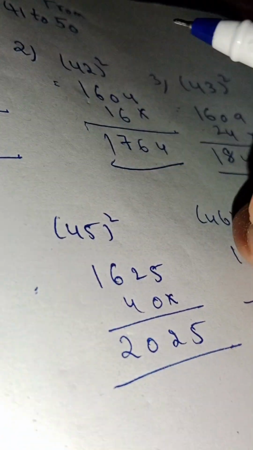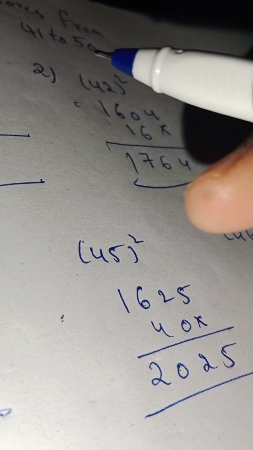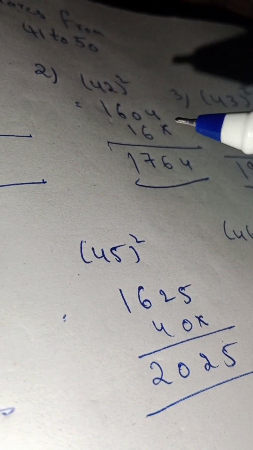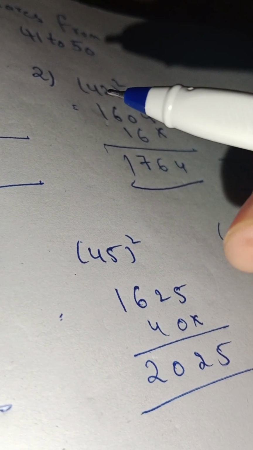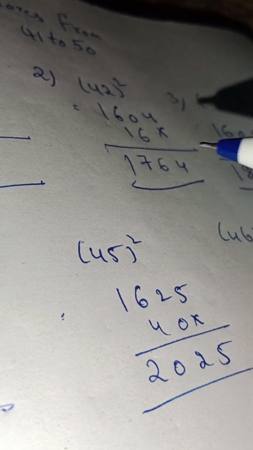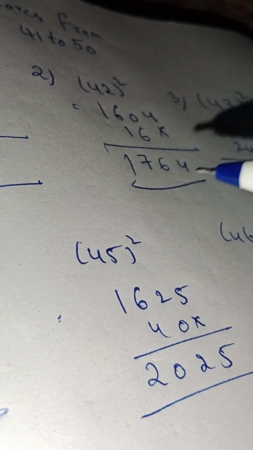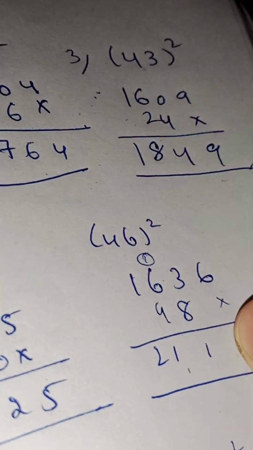So again, what we have to do, we have to find the square of 42. So what we have to do, 4 square is 16, 2 square is 4. So here, 4 twos are 8 and 8 twos are 16. So we have to write 16 over here, and if we add this, we'll be getting 1764. So this is the square of 42.